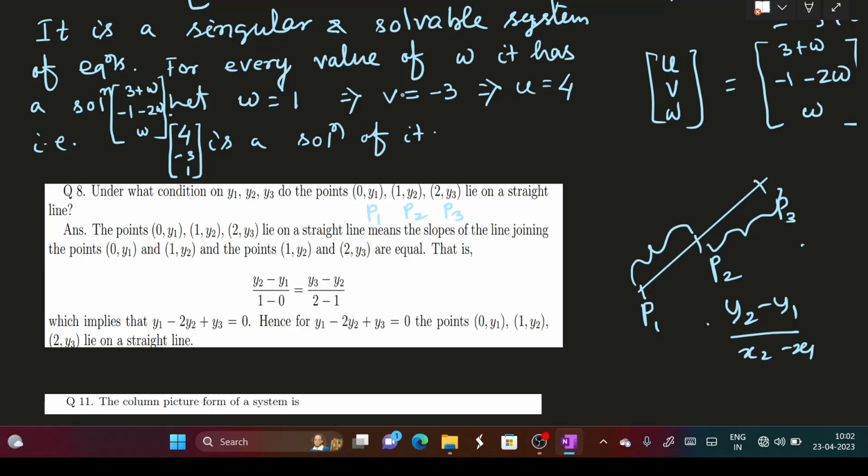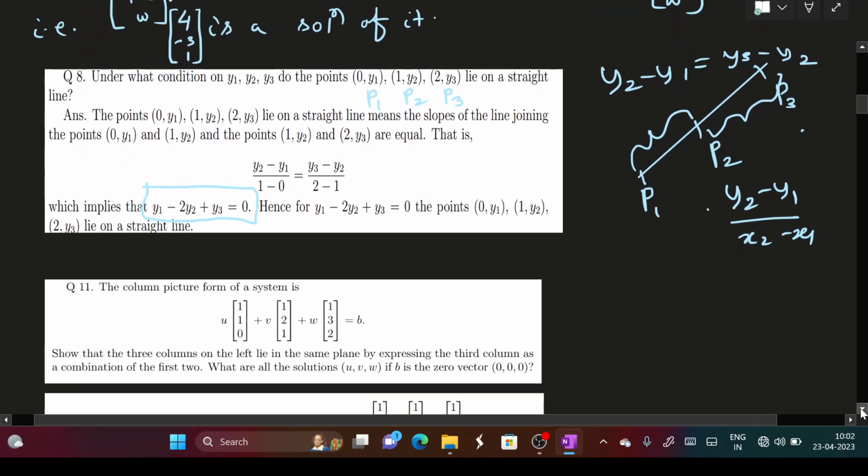Hence, what are we getting? We are getting y2 minus y1 is equal to y3 minus y2. So if I take everything to one side, I will get this equation, that is y1 minus 2y2 plus y3 is equal to 0. Hence, for this condition, these 3 points lie on a straight line.